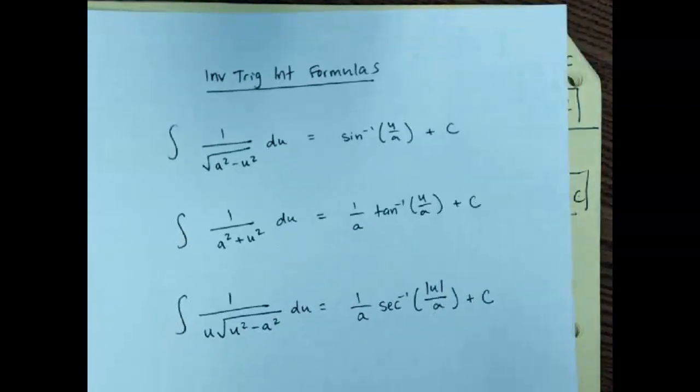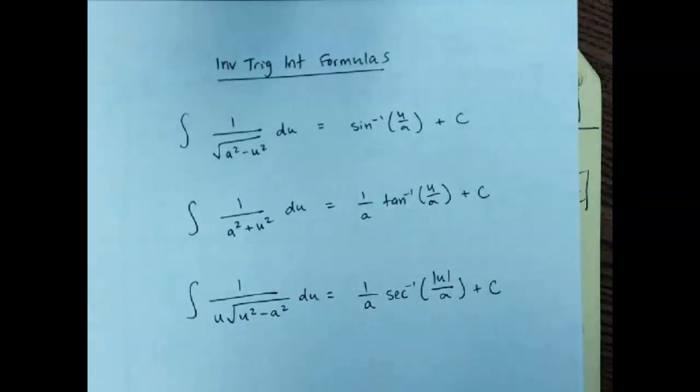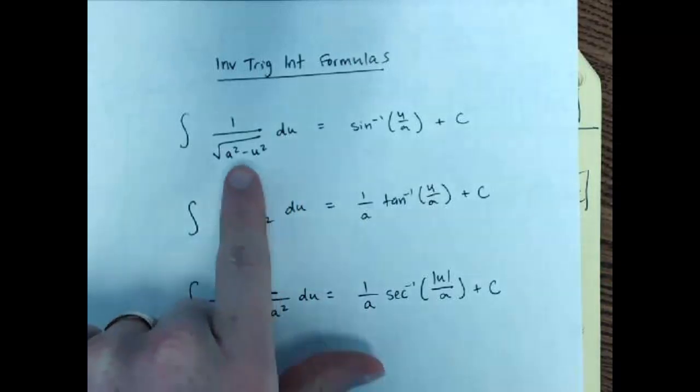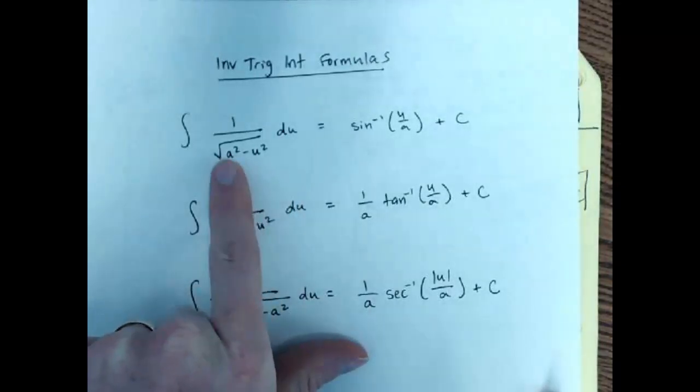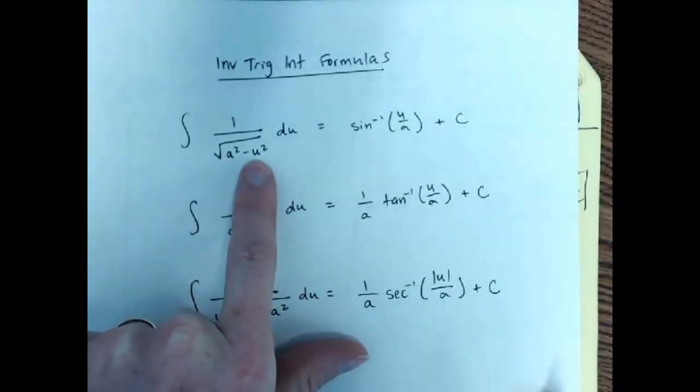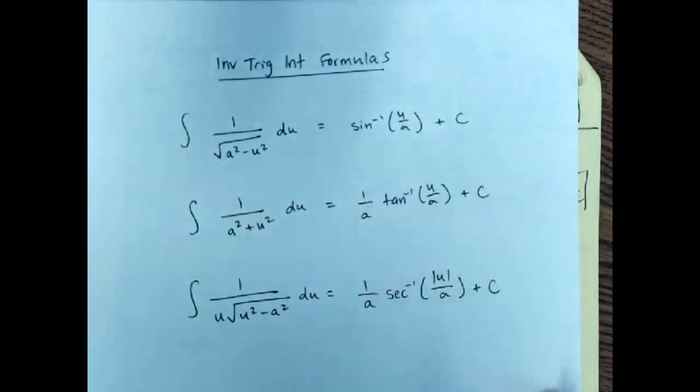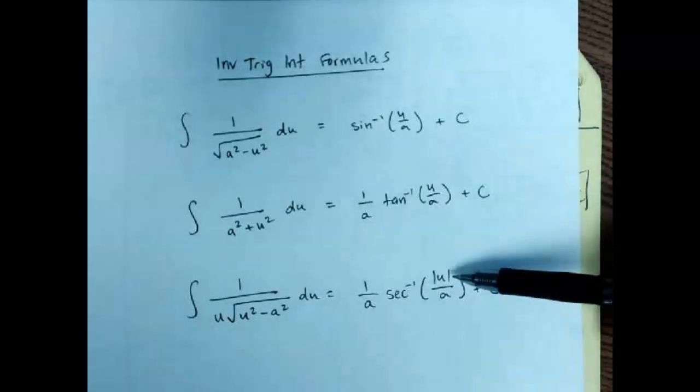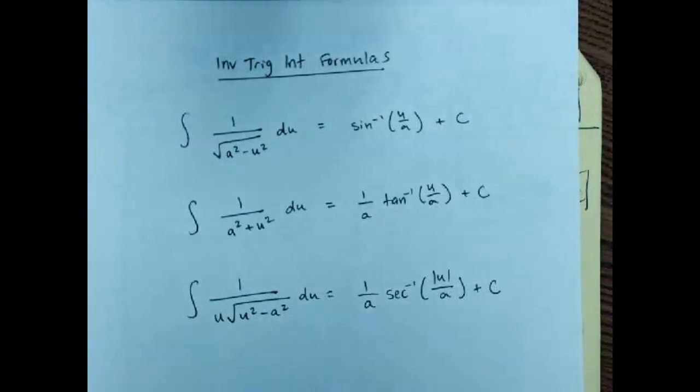As a quick refresher, since it's been about a month since I made the last video, here are the formulas for your inverse trig integrations. When you see something that fits this formula, where the constant part is first and then you subtract the variable part, that will integrate into the sine inverse. It's always u over a inside the argument. Technically, a secant needs the absolute value just to avoid any weird domain issues, but it's always u over a in the argument.